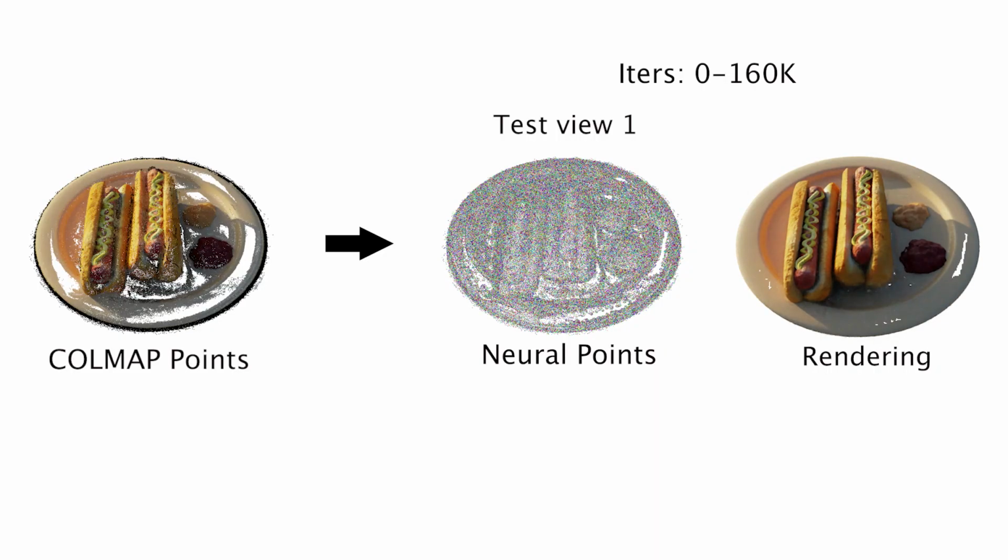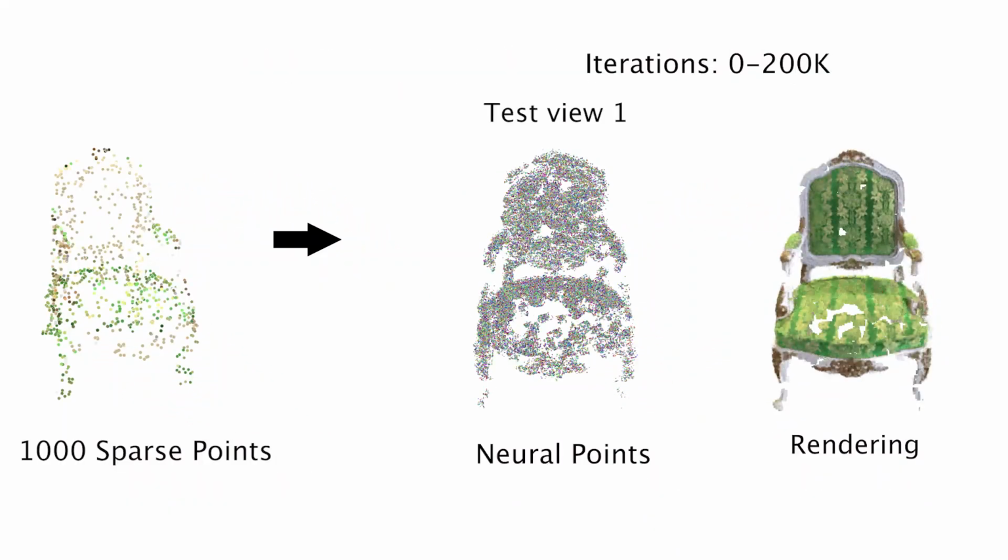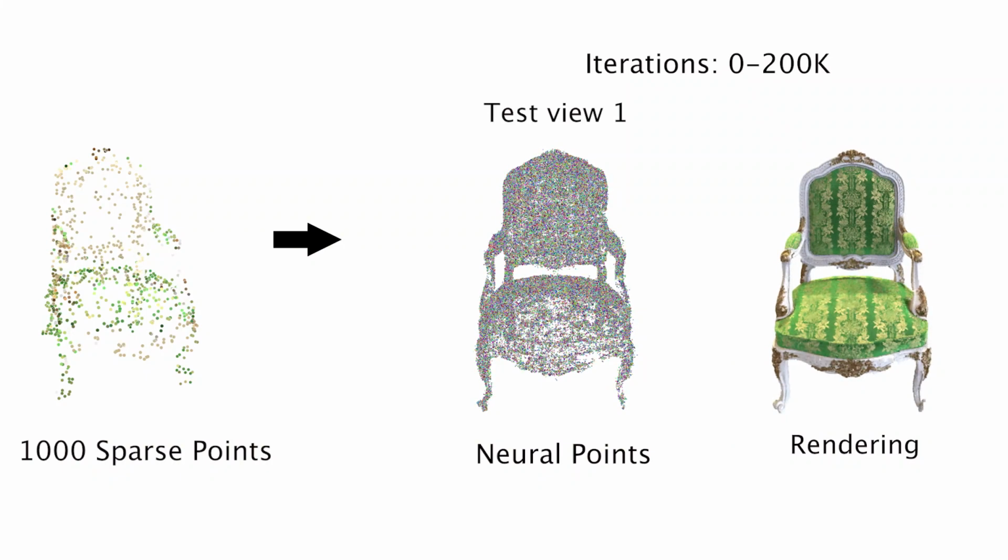Here we also demonstrate the effectiveness of point growing. With only rendering loss, Point-NeRF can even grow out the entire chair from only 1,000 initial points.